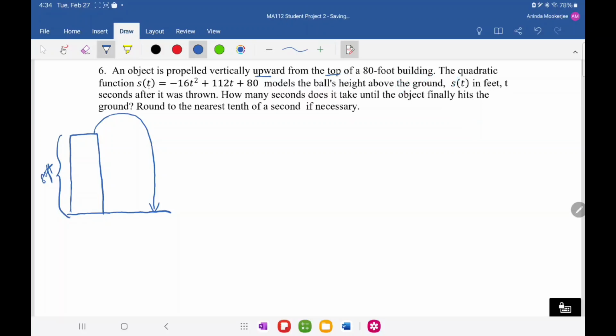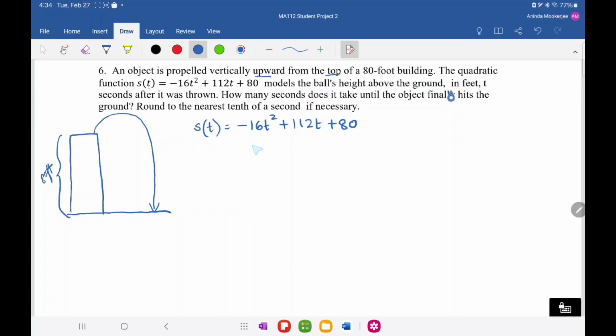Then it says the quadratic function s of t equals negative 16t squared plus 112t plus 8t models the ball's height above the ground. Now let me write the function first. So it says here s of t equals negative 16t squared plus 112t plus 8t. Right? What is s of t? s of t gives the ball's height above the ground.